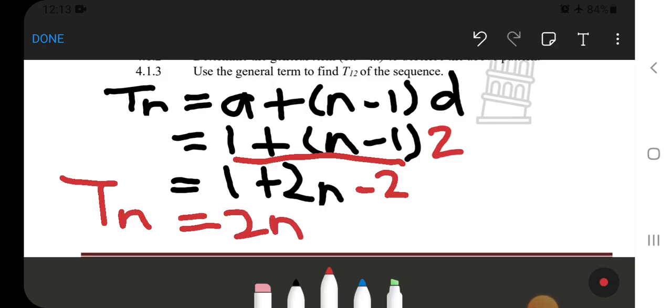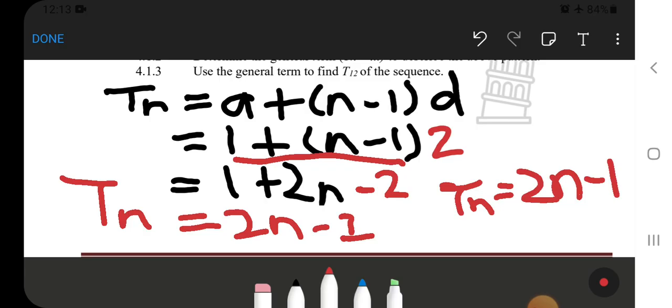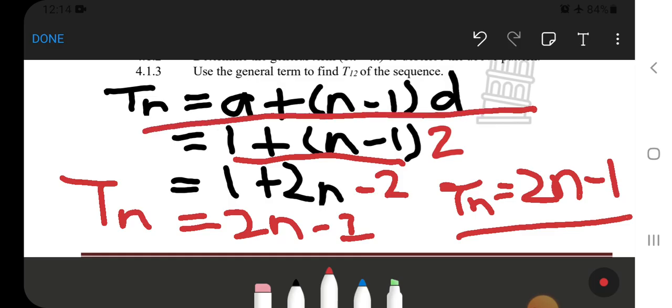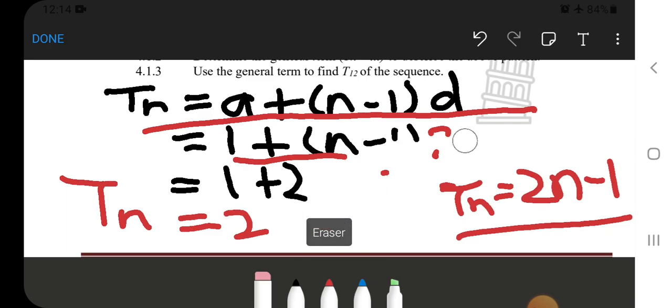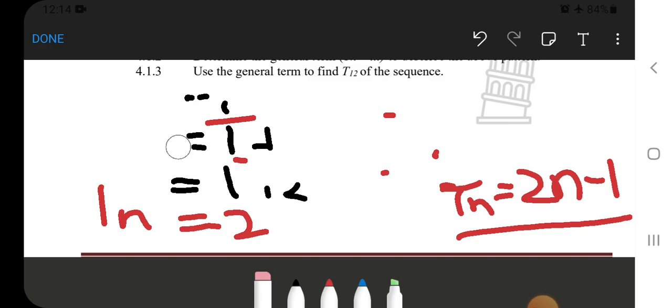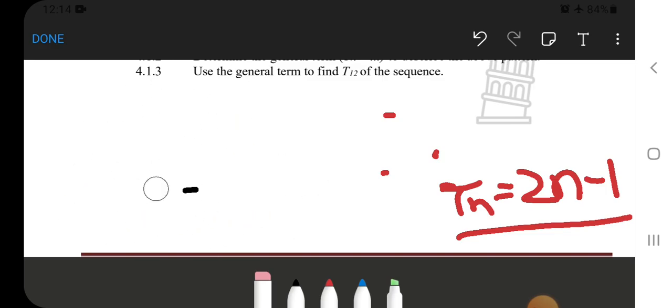So we'll have 2n. This 2n has to be in front always. Then 1 minus 2 will give us negative 1. So Tn equals 2n minus 1. So that is the formula for the nth term. Remember this always. When you are doing your patterns, remember it, okay? You say Tn equals A plus n minus 1 into D, and you substitute the things that you have. So it's very, very important that you know that part with this pattern.